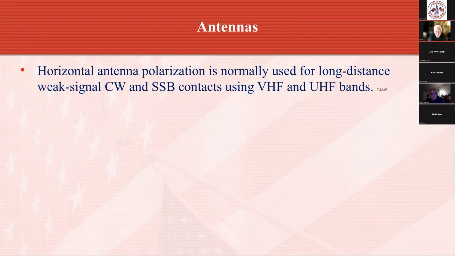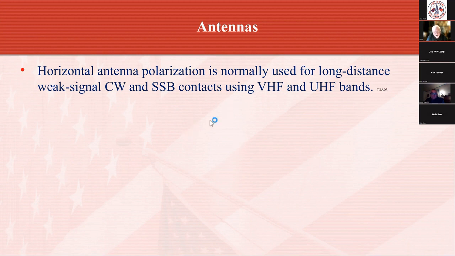What does polarization mean? Well, polarization is the direction of the electric field. Again, a radio wave is made up of electric and magnetic fields. The polarization is the direction in space of the electric field. And if the electric field is horizontal, it is said to be horizontal polarization. And the electric field runs the same direction as the metal in the antenna.